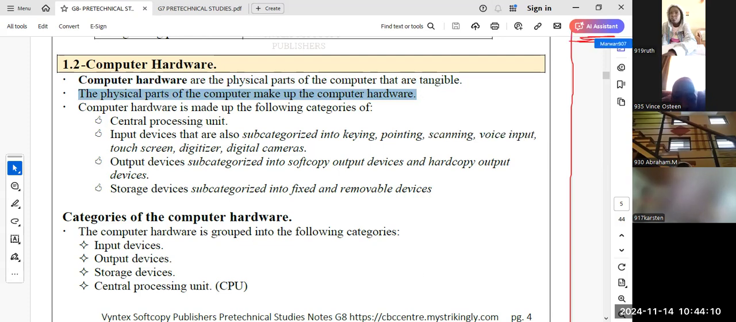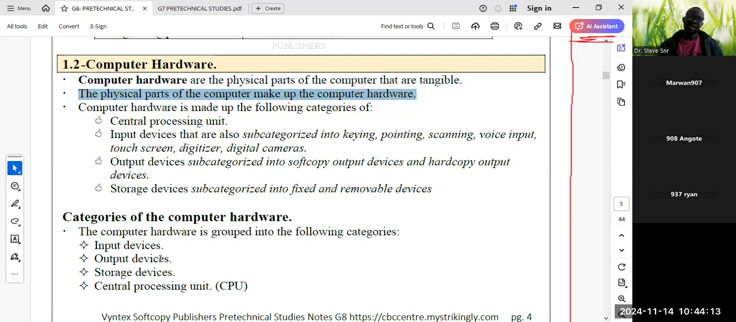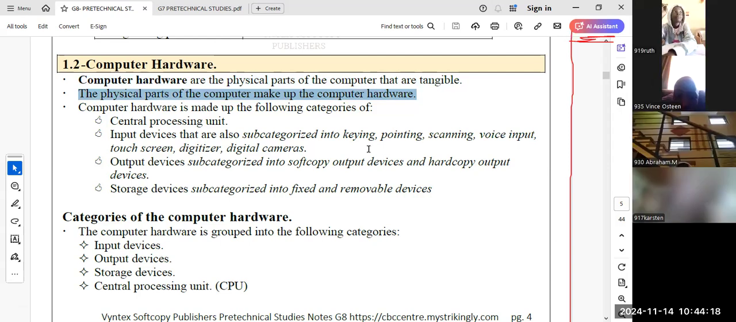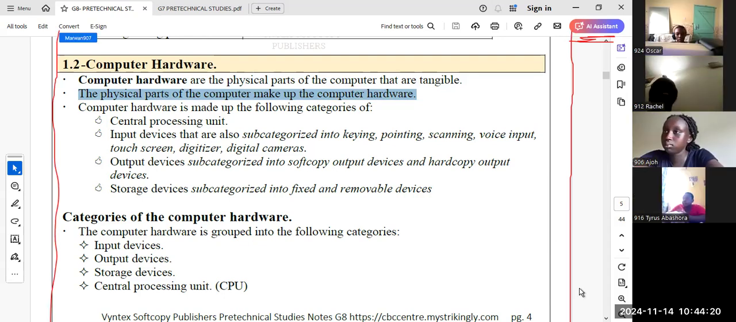We went ahead and said that computer hardware is divided into four categories.